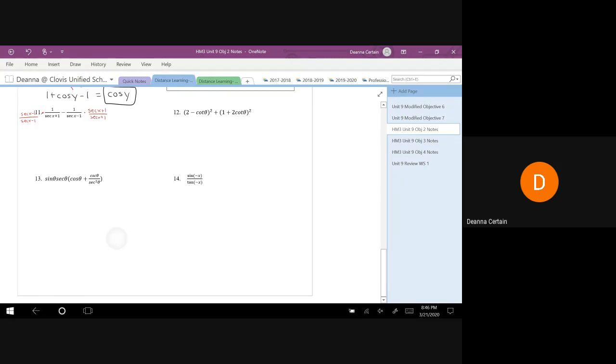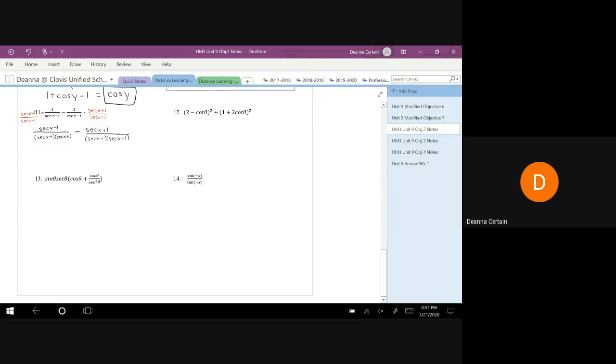And so now my first term will be secant x minus 1 all over secant x minus 1 times secant x plus 1. And then the second one is going to be secant x plus 1 all over secant x minus 1 times secant x plus 1.